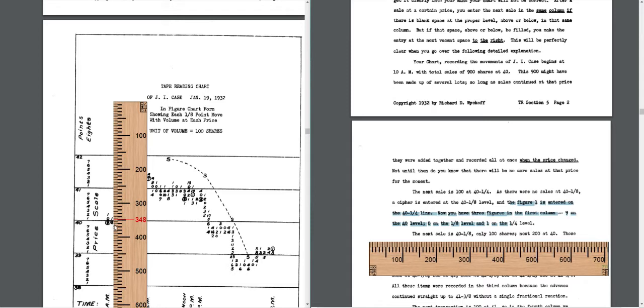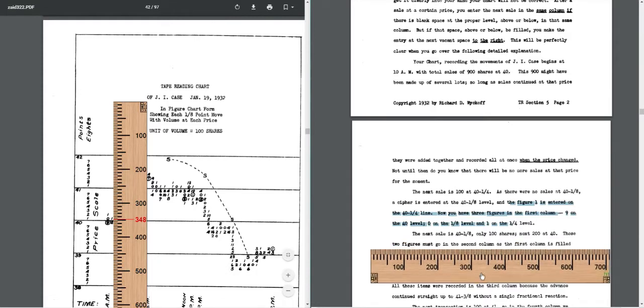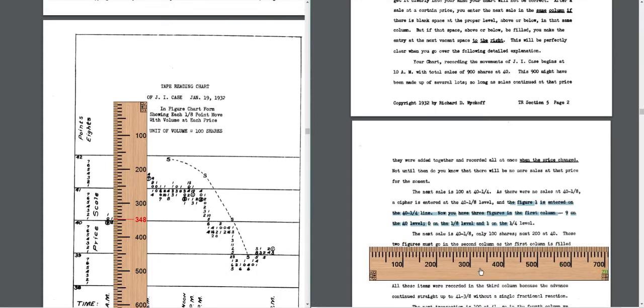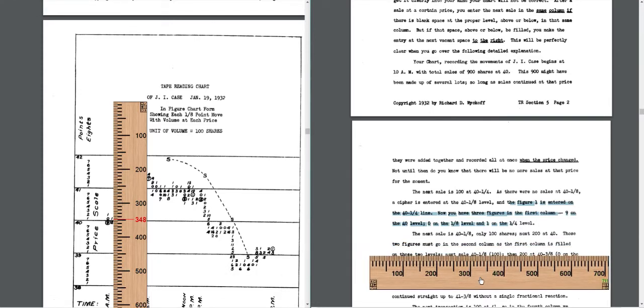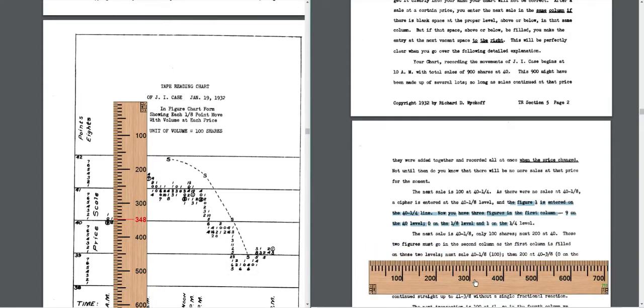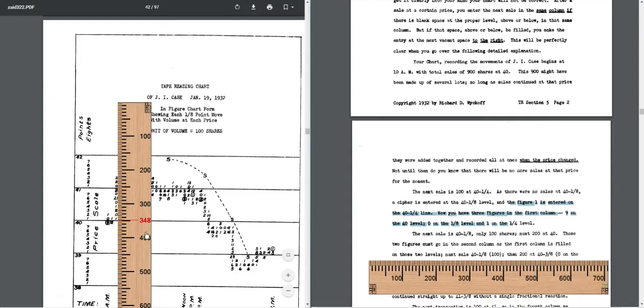And then I think 200 at 40 even. These two figures must go in the second column as the first column is filled. That's just the way point and figure works, and you don't really have to worry about that. Your charting software will take care of that. Alright. So next sale is 100 and then after that 200 at 3/8. So here is 100 and then here is 200 at 3/8.